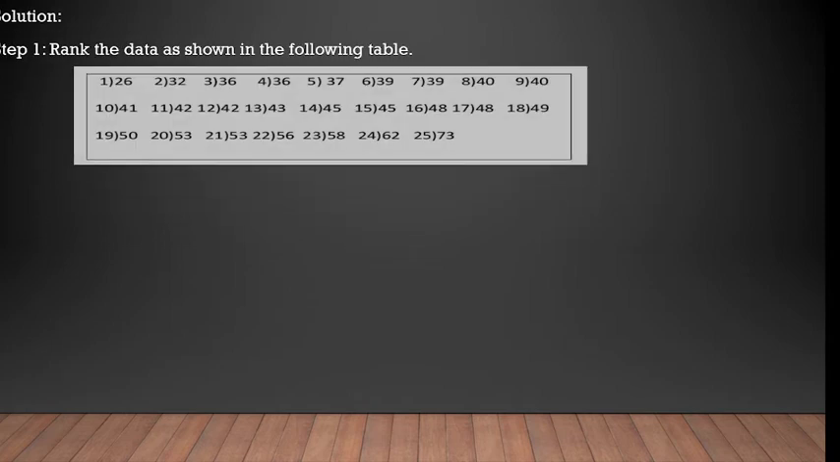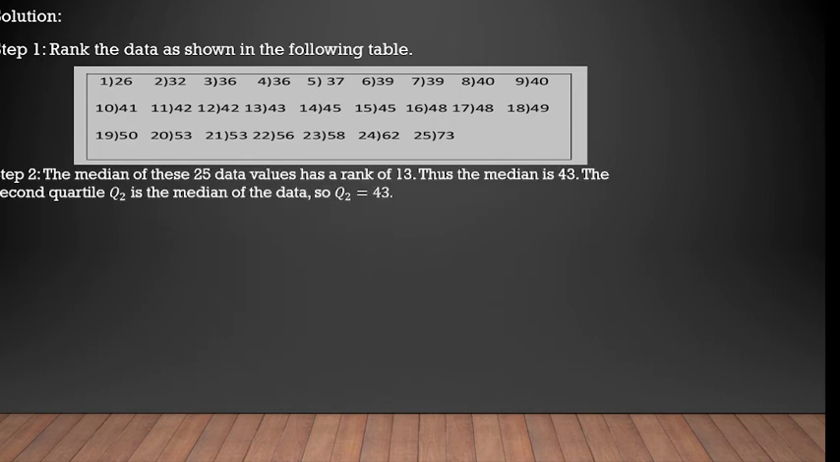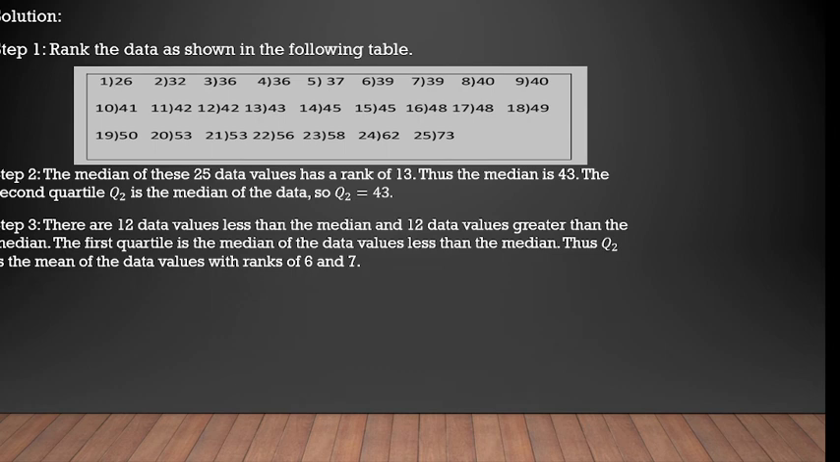So, solution. Rank the data as shown in the following table. In finding quartiles, the table must be ranked, as you can see, up to rank 25. Step 2, the median of these 25 data values has a rank of 13. Thus, the median is 43. The middle of 25 is 13, so the 13th value is 43, which is our median. The second quartile is the median of the data. So, quartile 2 is equal to 43, which is the median.